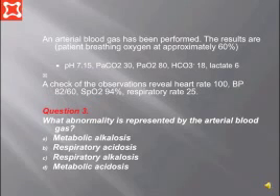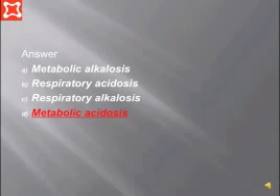Remember an approach to acid-base disorders and arterial blood gases. First, look at the pH to determine if there's an acidemia or an alkalemia. Then look at the partial pressure of carbon dioxide to determine if a respiratory or a non-respiratory cause is likely, and look at the bicarbonate to confirm your suspicions.